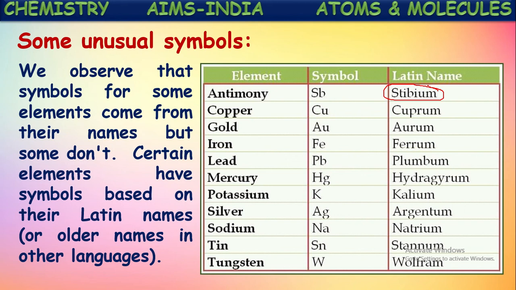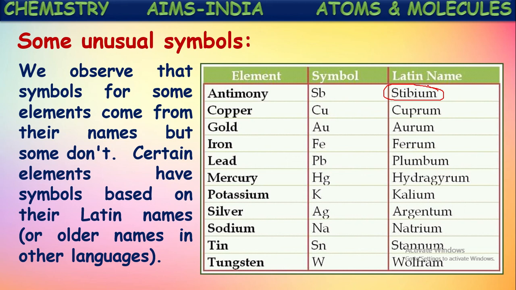instead of So or Sd. Why? Because sodium is a name we frequently use in general science. Sodium chloride, sodium we used to see. So there, when you write the symbol for sodium, we write Na instead of S or Sd or So. Why? Because the Latin name of sodium is natrium. From that, its symbol is derived as Na.